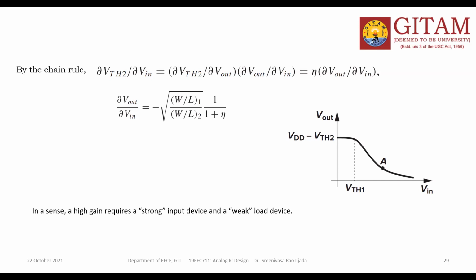Whenever both the devices are on in saturation, what happens? The supply VDD and ground are connected. Whenever they are connected, your voltage will be dropped. That is called the voltage drop.